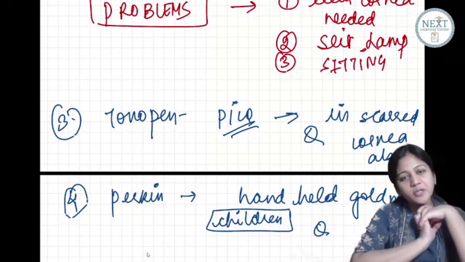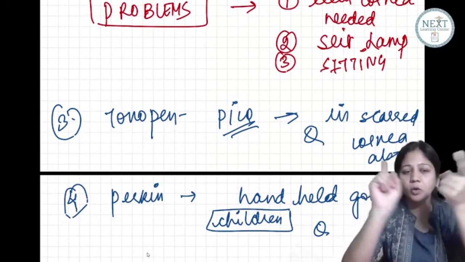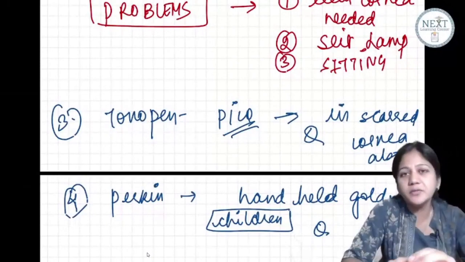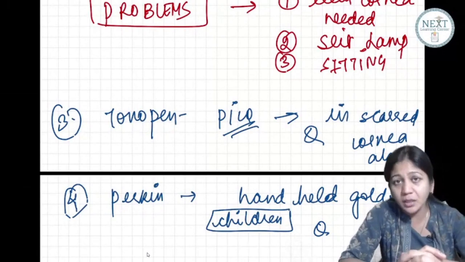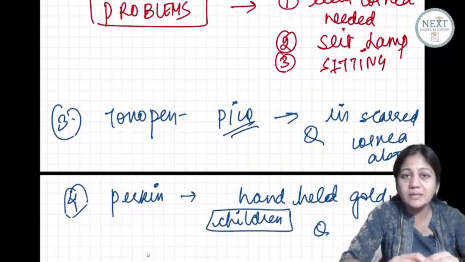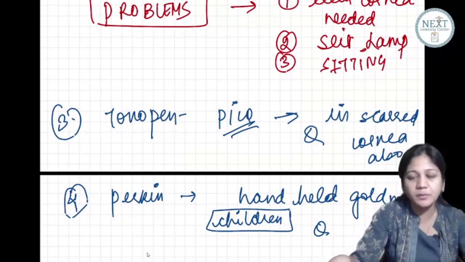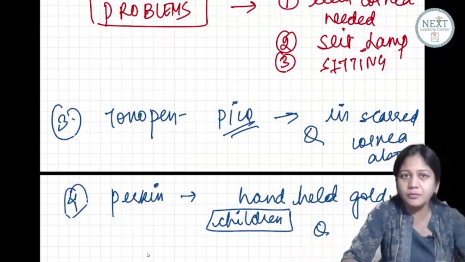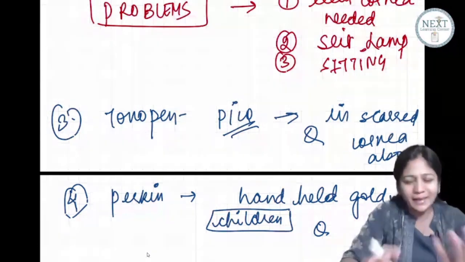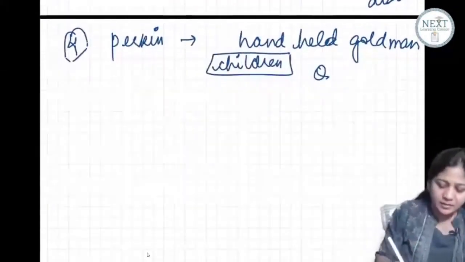So if I ask you which tonometer will be useful for children, Schiotz, Goldman, Tono-Pen, Perkins, the answer should be Perkins. If I ask you which tonometer gives you the best reading, then say Goldman. If I ask you which tonometer gives you a reading in scarred cornea, then say Tono-Pen. Okay? There are so many questions, but please realize that we have 20 more tonometers. I'm not going to tell you all the details of that part, but at least this much you should remember. Okay, friends?